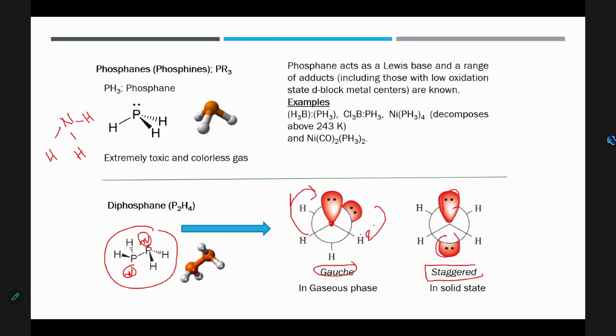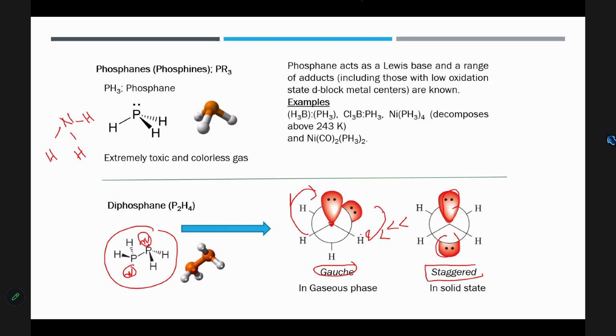Between these two, which orientation is more stable? Staggered. Why? Because the distance between the lone pairs is very large. In the staggered form, the lone pairs are not on the same axis. The lone pair interaction is minimized in the staggered geometry.